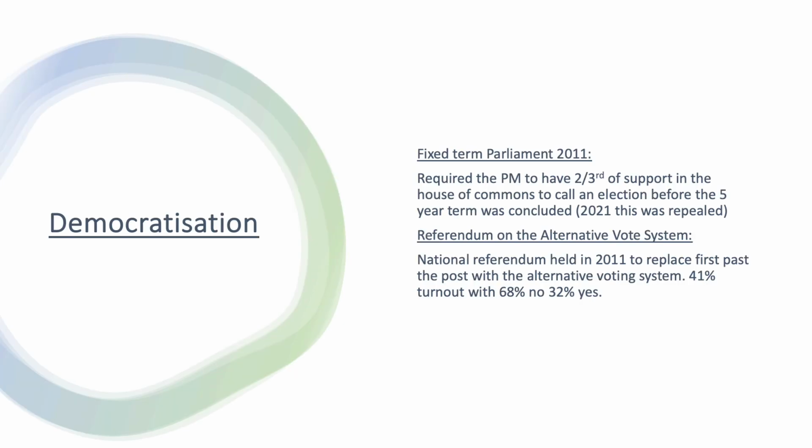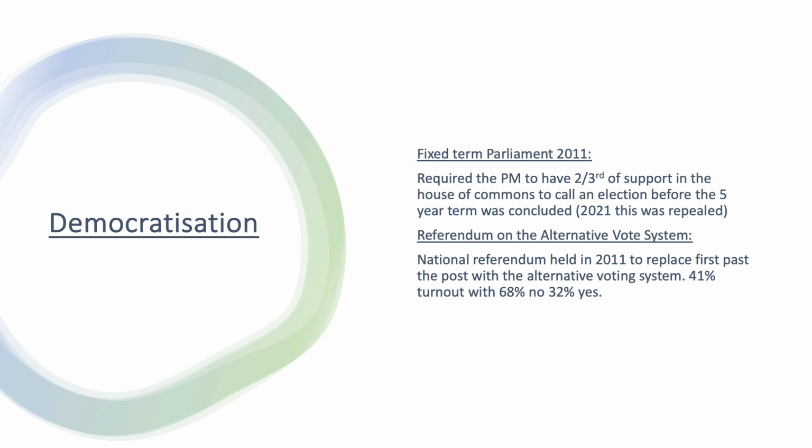And then democratisation. So the Fixed Term Parliament Act in 2011 required the Prime Minister to have 2/3 of support in the House of Commons to call an election before the 5-year term was concluded. 2021, I'm assuming you mean it was repealed? Repealed, so it was taken back. Because basically, if they were really popular in the middle of their term, like 4 years in, they could just go, yeah, we'll hold an election now while I'm really popular, so then I get in for another 5 years.